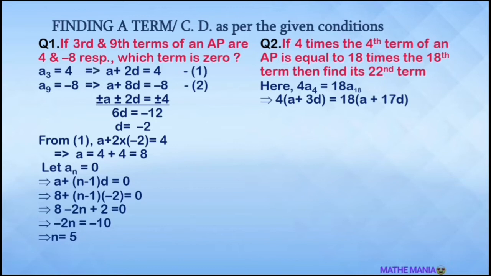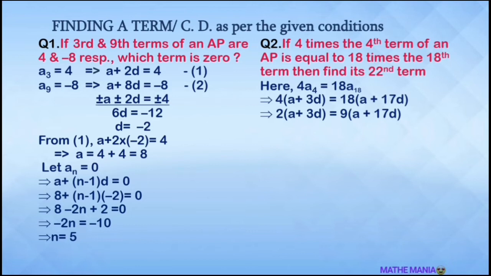Now there is a method of simplifying this equation. You can see that 4 and 18 are multiplied with the left hand side and right hand side respectively, and they have a common factor 2. As we can divide both sides of an equation by the same number, on dividing both sides by 2, the equation becomes 2 into a plus 3d is equal to 9 into a plus 17d. This makes the equation simpler to solve.